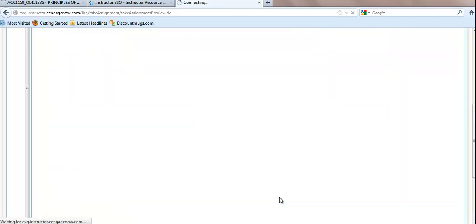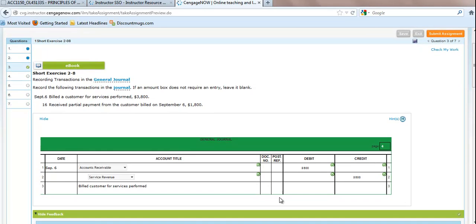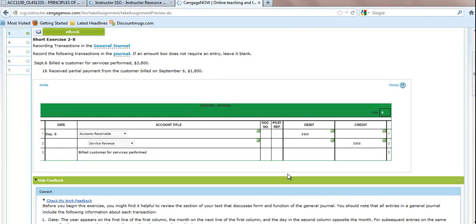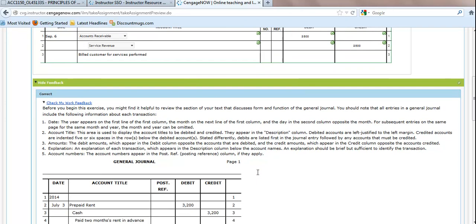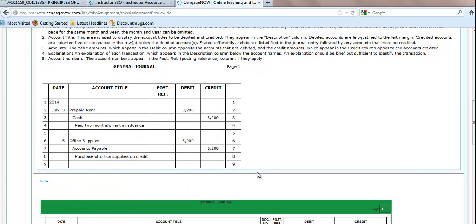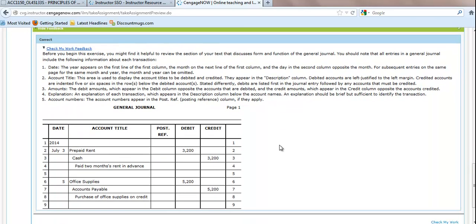Then we'll click our check my work function to make sure that we have done everything correctly. We have green, so that looks good. And then it gives you an explanation again about the transaction, so I would encourage you to always read those. And then here's the general journal of those 2 transactions. Here's what it should look like. And then again over here.